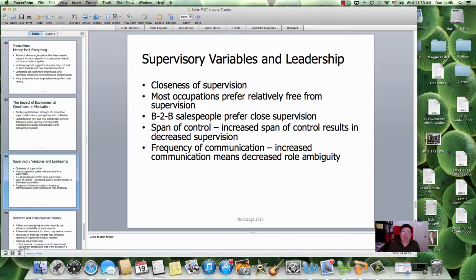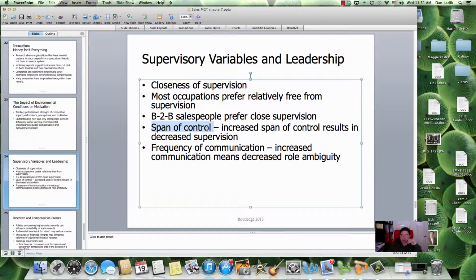So real quick, some supervisory variables and things supervisors and sales managers have to think about. Without question, you have to have your finger on the pulse of what's going on out in the field. You need to have this dialogue, and if they're out there with their iPads uploading all this information, you better be monitoring the information. Some people prefer being relatively free of direct supervision, but there still needs to be monitoring.